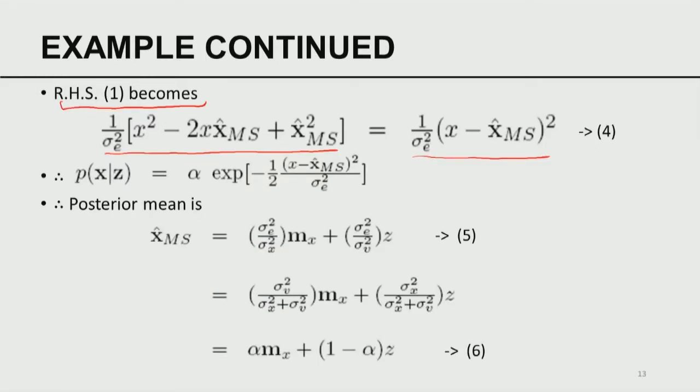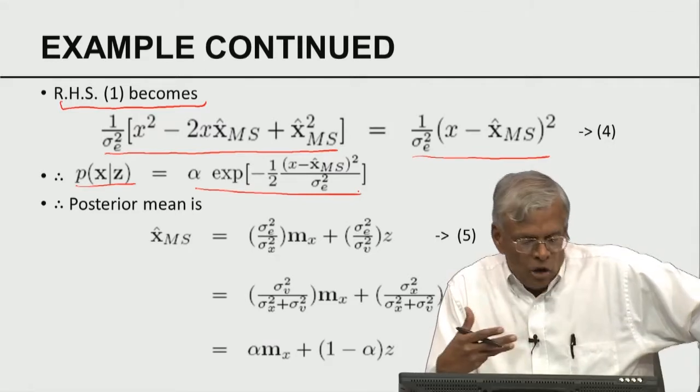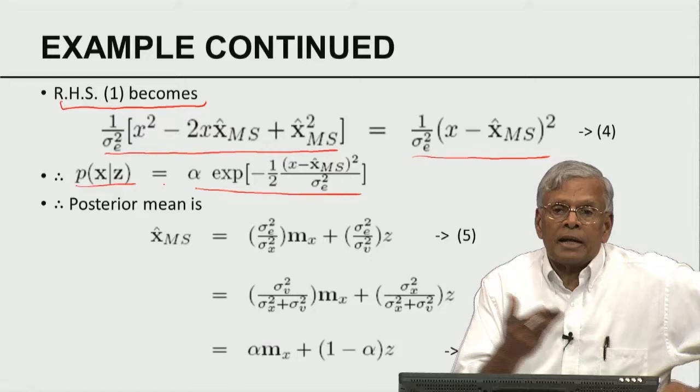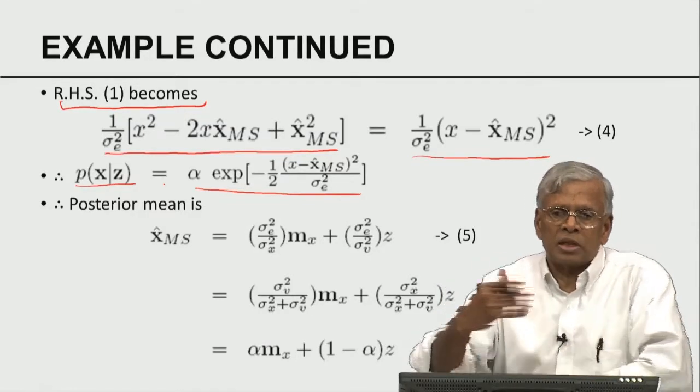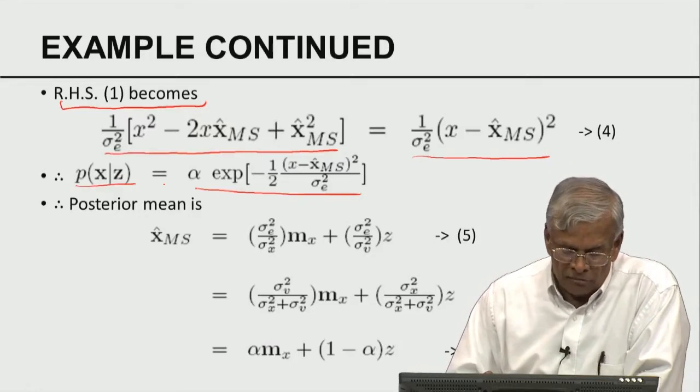With that in place, I can indeed rewrite the posterior density p of x given z in this particular form, where alpha is a constant. Alpha is a constant that can again be explicitly expressed, but in this particular case we already know this is a density function, and alpha can be expressed in explicit form using the beta that we have used earlier.